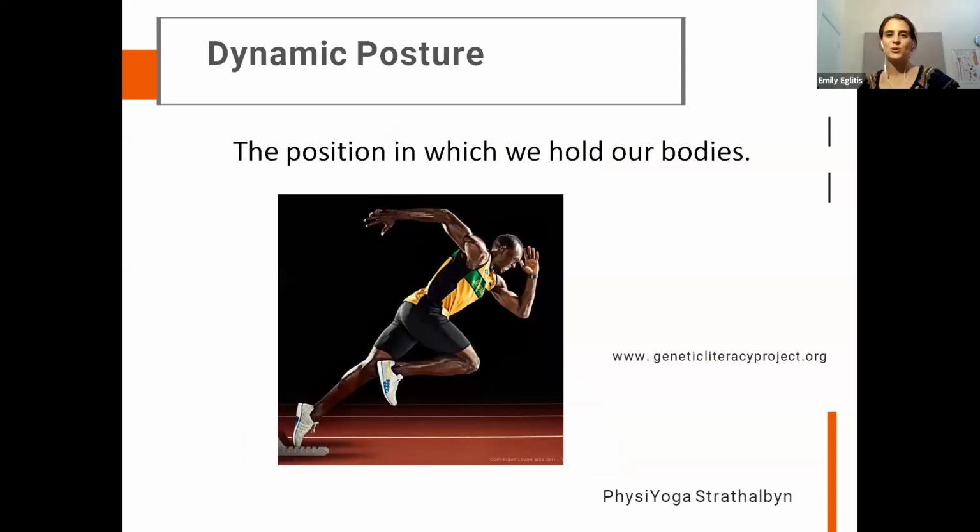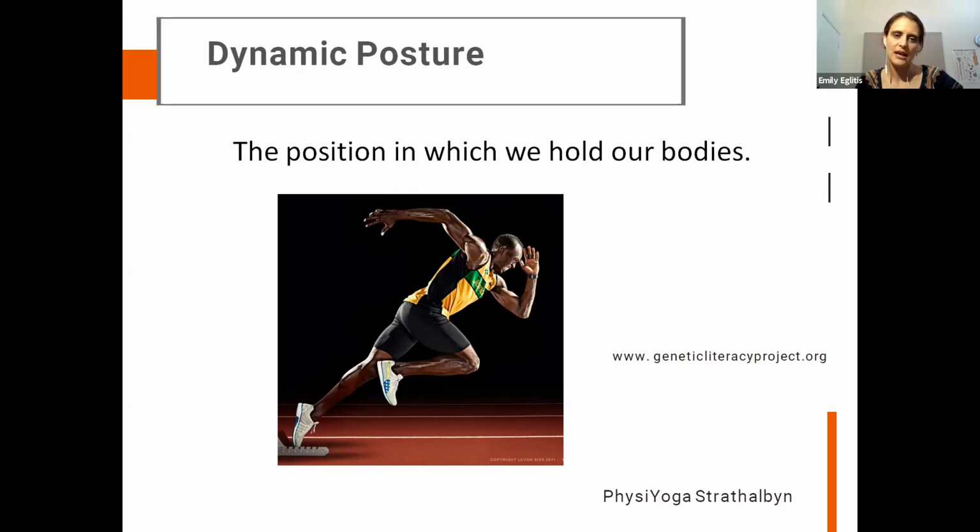But then there's also dynamic posture, which is the position that we hold our bodies as we move. This is an amazing picture of Usain Bolt. You can really appreciate that even though he's moving, he's still got a really great alignment of his body. He's just tilted his whole body in space, and he can generate power so effectively because of his posture.